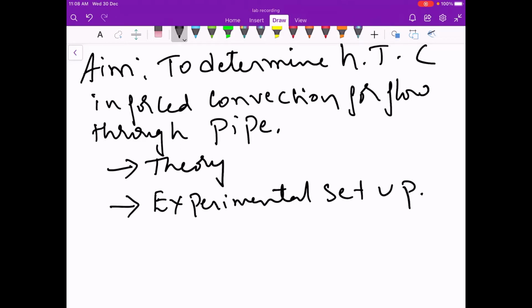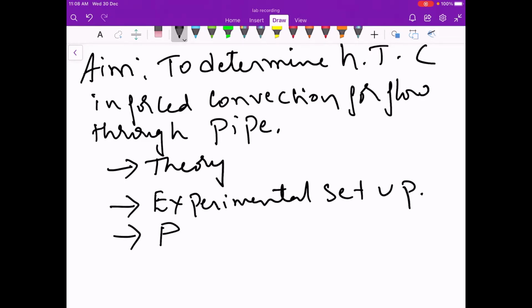I will be able to explain to you the actual experimental setup. Then I'm going to give you the tabular column. So before the experimental setup, in the theory part itself, I will be explaining to you what are the observations that one should know and one should make, and what is the tabular column, everything. Then I'll be giving you the experimental setup. Then I'll be talking to you in the experimental setup itself.